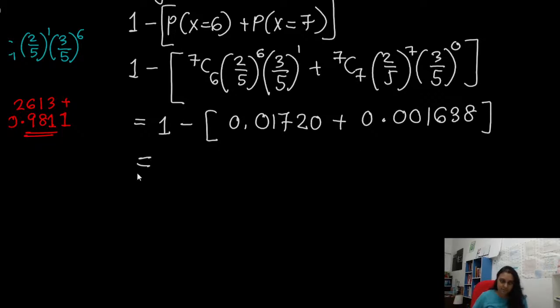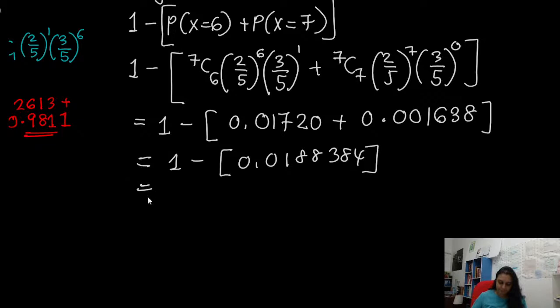Okay, 0.01720, then you tolak. 1 minus 0.1888384. Yes, we get the same answer.